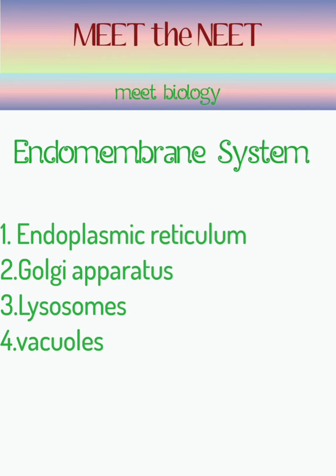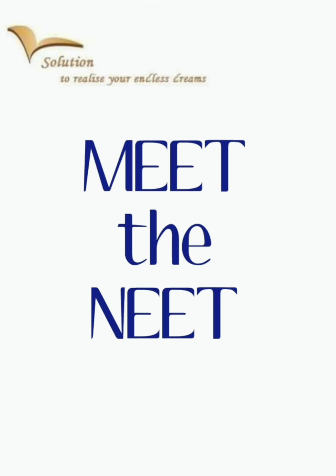Have you heard about the endomembrane system? What is the endomembrane system? As its name indicates, it consists of membrane-bounded organelles which function in close coordination with one another. They are the endoplasmic reticulum, Golgi complex, lysosomes, and vacuoles. Along with these, the nuclear envelope is also considered a part of the endomembrane system because its lumen is continuous with the lumen of the endoplasmic reticulum.